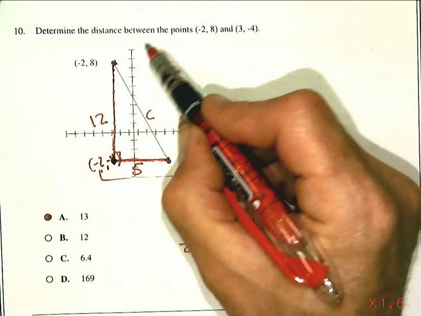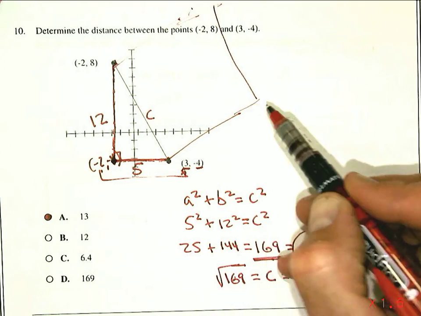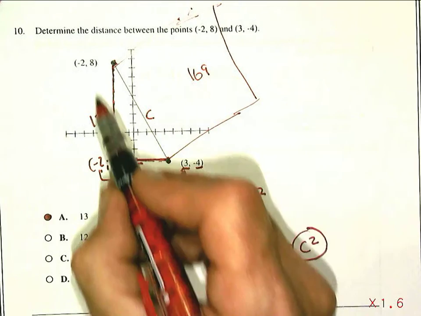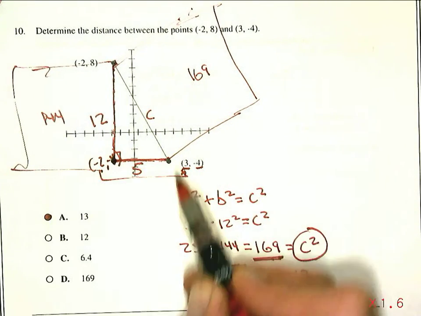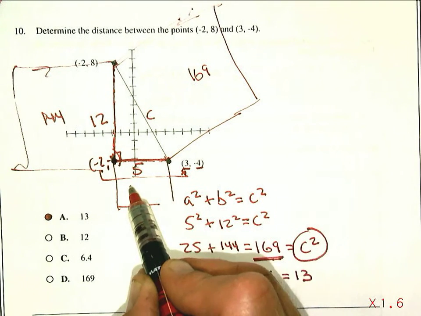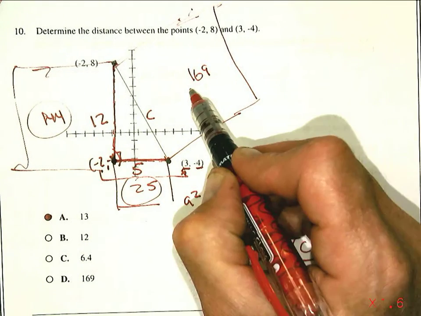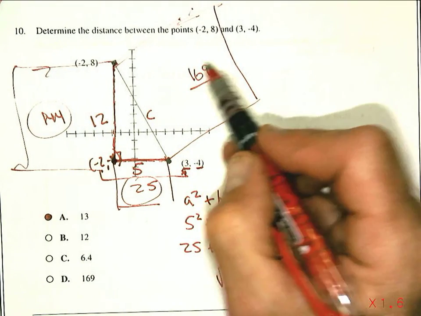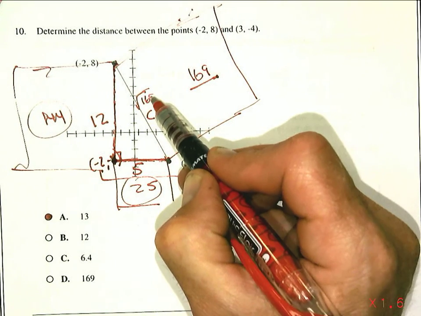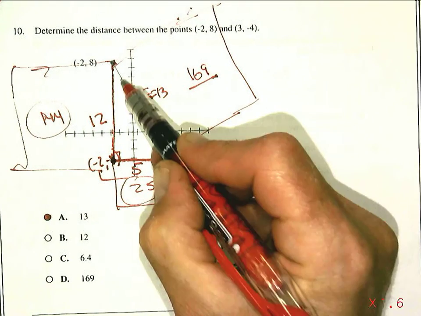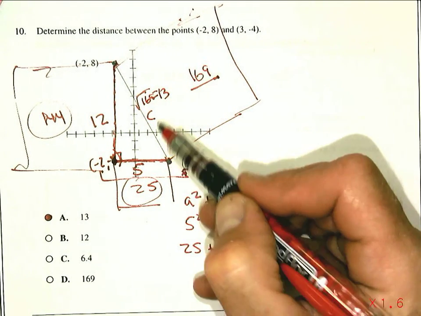Really what we've just found is that if there was a square off of this side of the triangle, it would have an area of 169. Just like the square off of this side has an area of 144, and the square off of this side has an area of 25. So really what we've done is taken the area of this square plus the area of this square to find the area of that square, and then the square root of that, the square root of 169, equals the length of that side, or the distance between those 2 points. So we need the Pythagorean theorem to solve that problem.